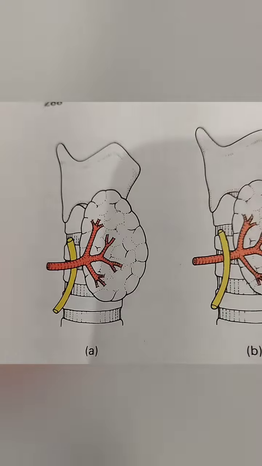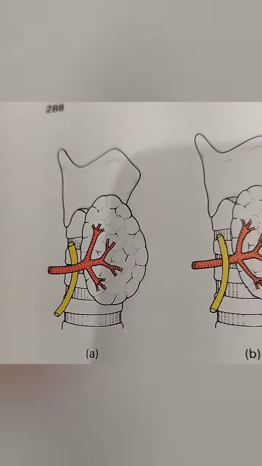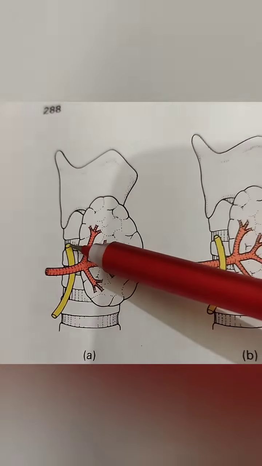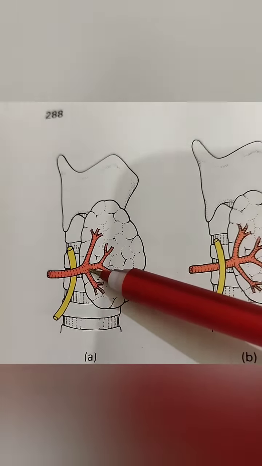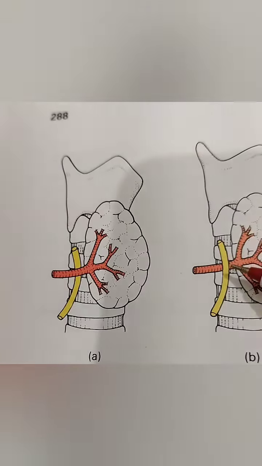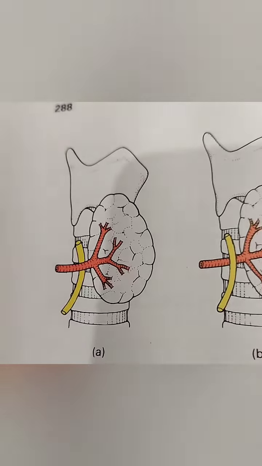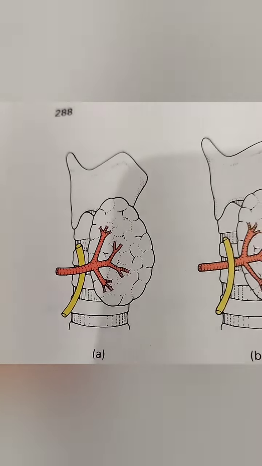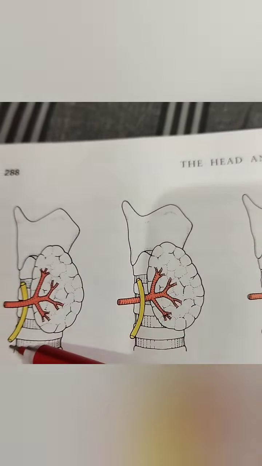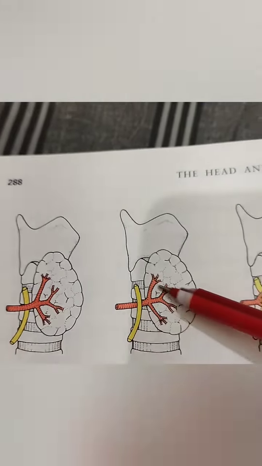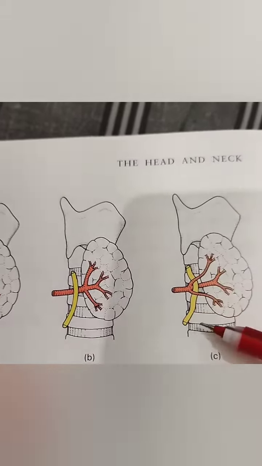The relationship of the recurrent laryngeal nerve to the thyroid gland and the inferior thyroid artery: sometimes the recurrent laryngeal nerve is situated deep to the inferior thyroid artery, sometimes it is superficial to the inferior thyroid artery, and sometimes it passes through its branches. So some recurrent laryngeal nerves are deeper, some superficial, and some pass through the branches of the inferior thyroid artery.